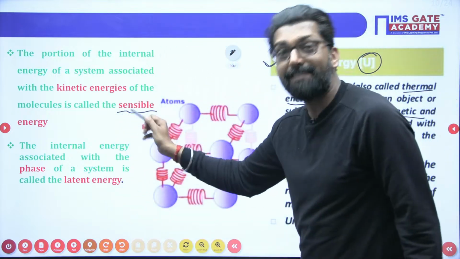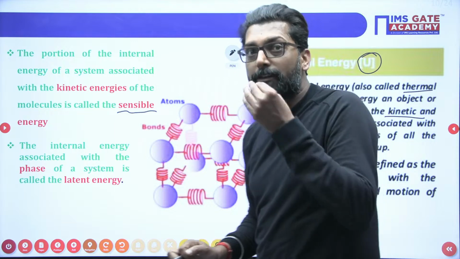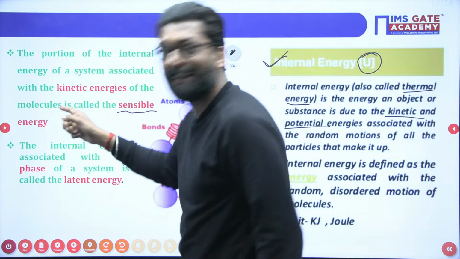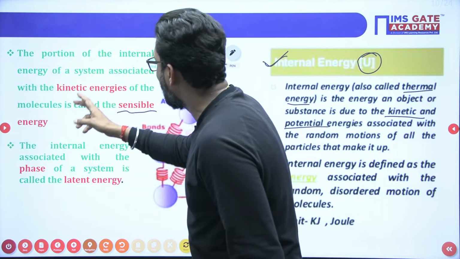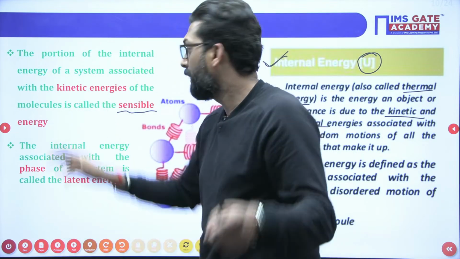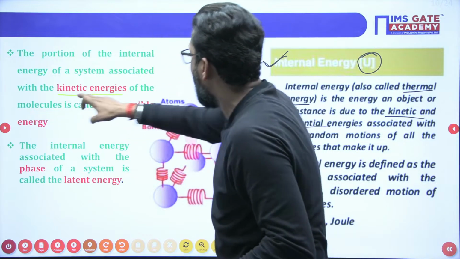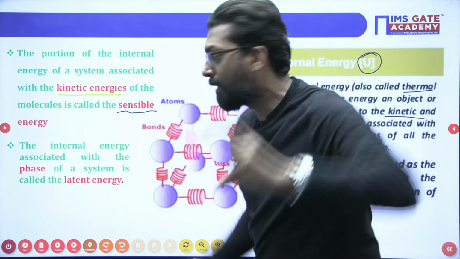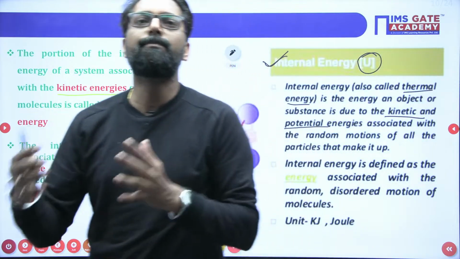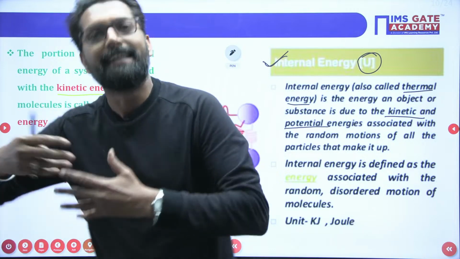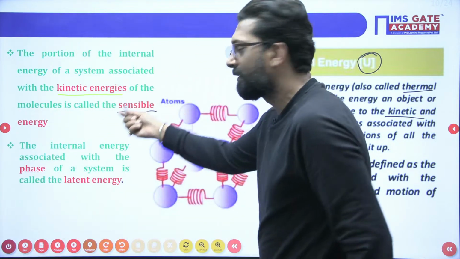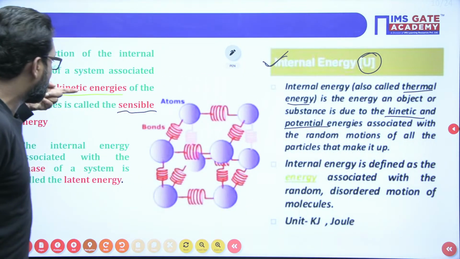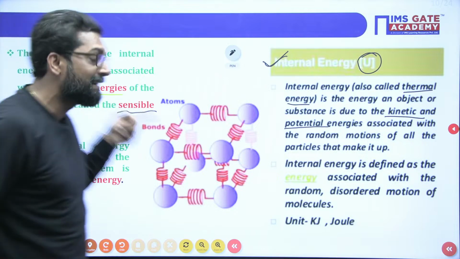That means you have to sense this energy. So if you talk about the total energy of the system, in that part there is the internal energy of the system, and that kinetic energy is measured by the sensible energy. Why? Because you can measure the sensible energy as m c delta T: mass of the body, c specific heat, and delta T, the temperature difference. Higher kinetic energy means higher sensible energy.